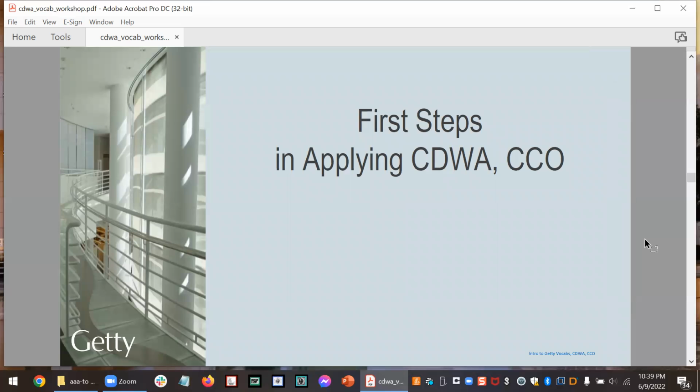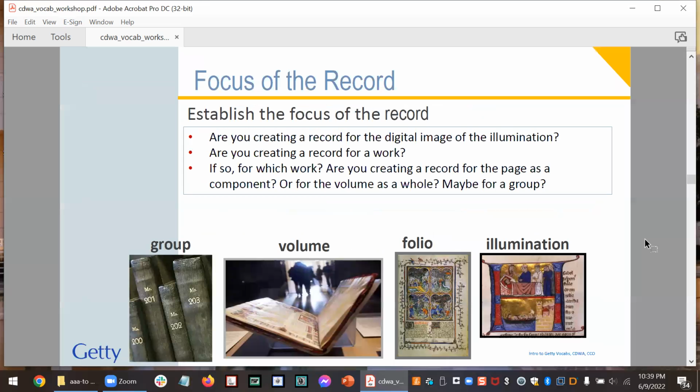Okay, the first steps in applying CDWA and CCO. First, establish the focus of your record. And the group who wrote CCO in particular found this as an issue. They dealt with a lot of visual resources community, and this is a big issue. So are you creating a record for the image or for the work? And then if it's the work, which work?